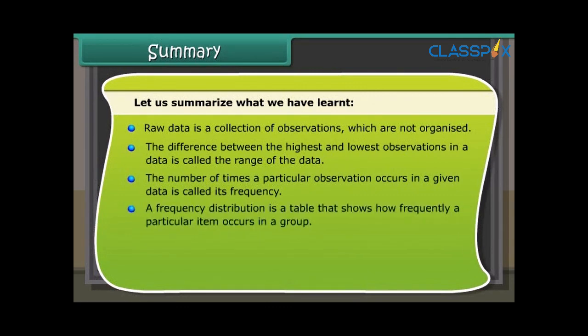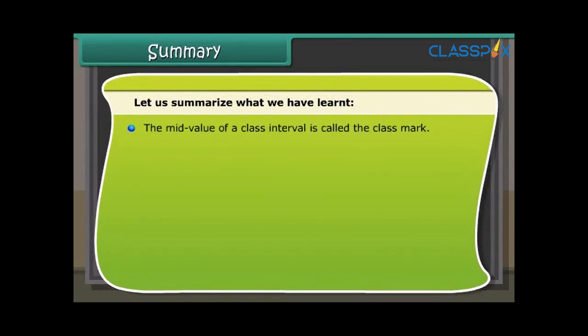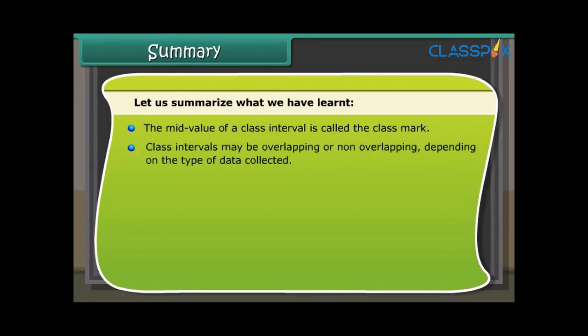A frequency distribution is a table that shows how frequently a particular item occurs in a group. When the number of observations is high, the data is grouped into convenient class intervals. The difference between the upper and lower class limits is called the class size. The mid-value of a class interval is called the class mark. Class intervals may be overlapping or non-overlapping depending on the type of data collected.